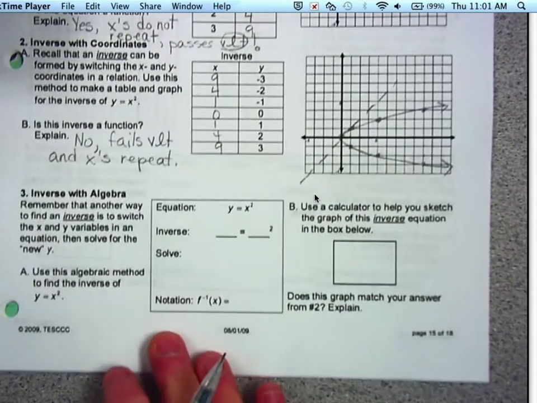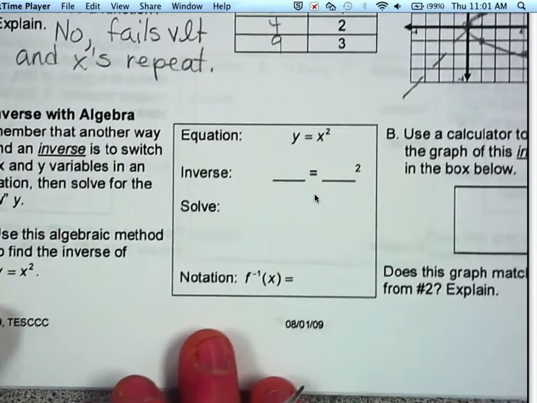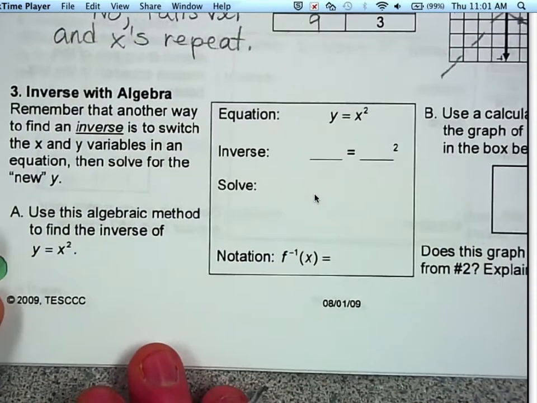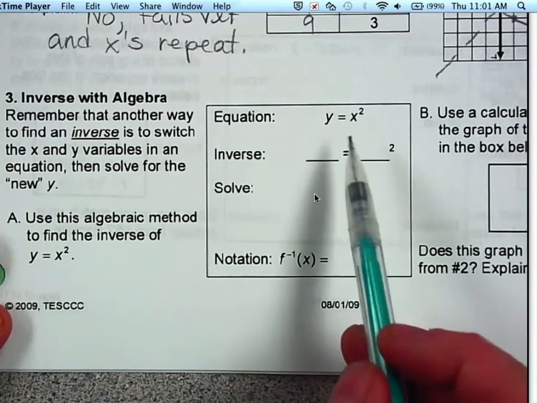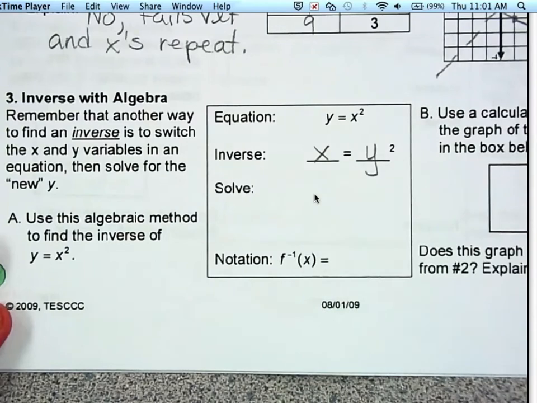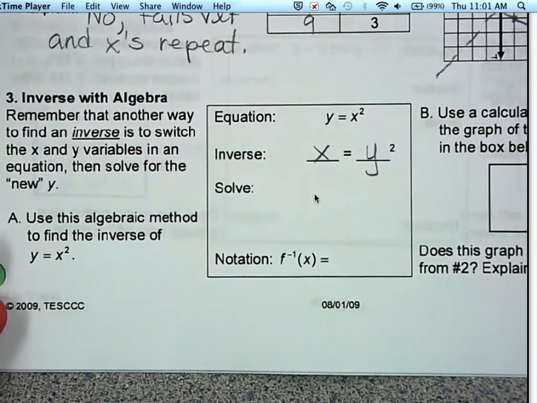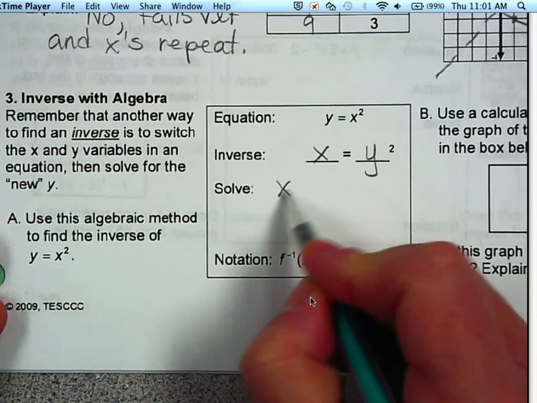And this is where we're going to use those methods that we used at the top. Remember that another way to find an inverse is to switch the x and y variables. So what would the new equation be? x equals y squared. That is the inverse equation. Now what we want to do is actually solve for y, or get y by itself. So let's write it right here. x equals y squared.